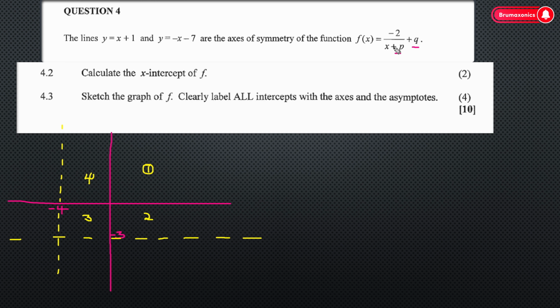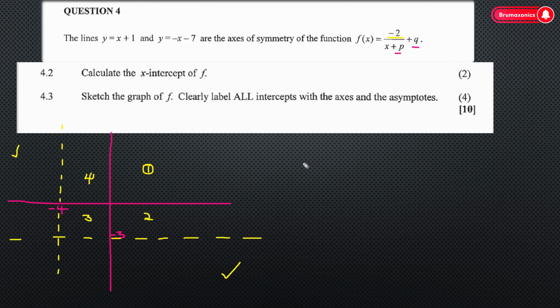And remember that when a is negative, our graph will be somewhere here and also somewhere down here. But if it's positive, then that will be the first and the third quadrant. Please make sure that you do understand that as well.